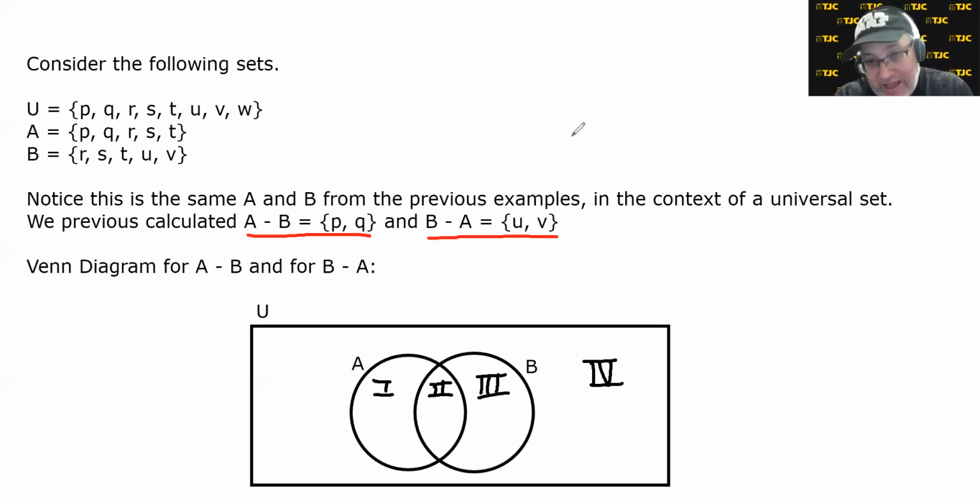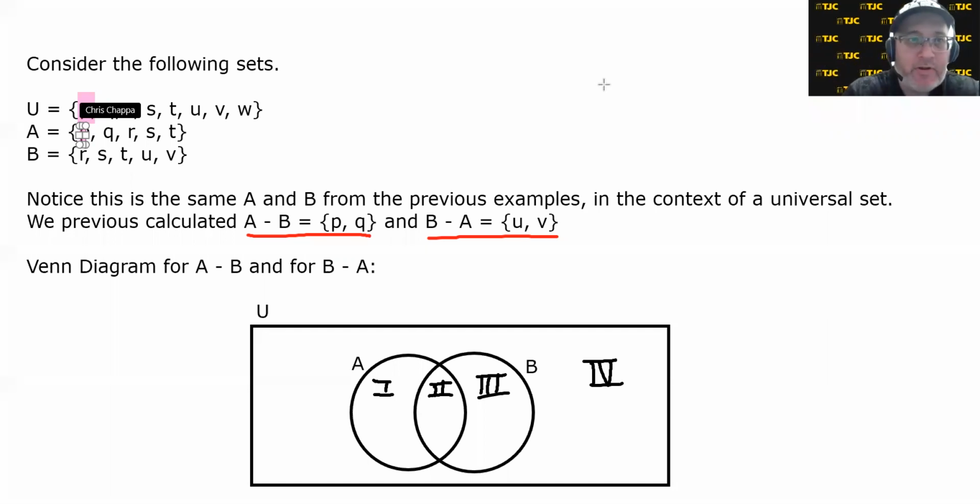In fact, I challenge you to ask yourself, which of these regions do you think represents A minus B? Remember, A minus B means that we start with region A and we take away anything that also belongs to region B. So you may already know what is going to get shaded in. But let's put all the letters in here, starting with the letter P. Where does the letter P belong? Well, the letter P is in the universe, of course, but it's also only in set A.